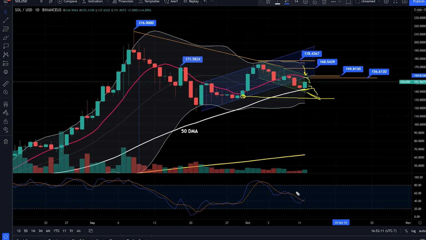Based on all these indicators, I think there's a very high probability that this would be the bottom for this retracement and Solana would likely start to trend up. And that is assuming Bitcoin continues to stabilize and trend higher.